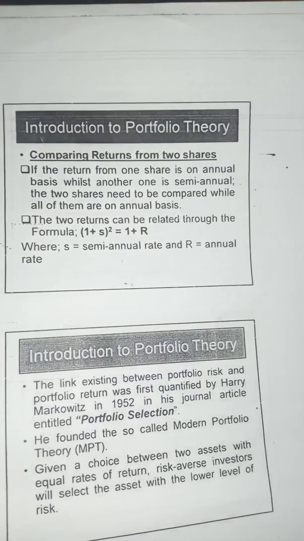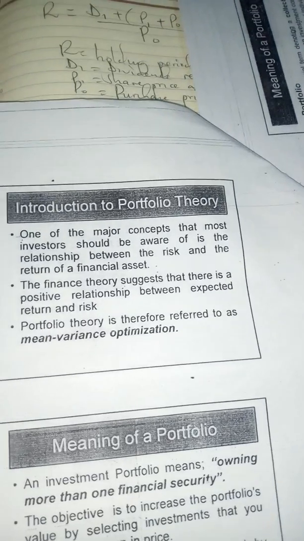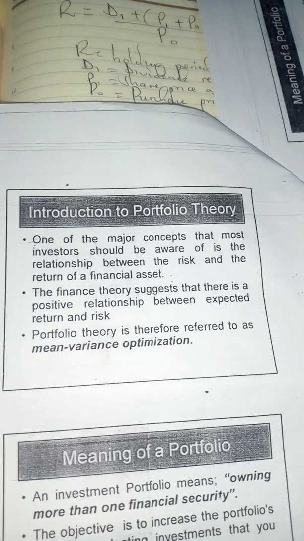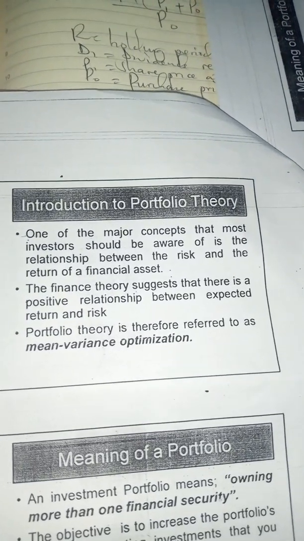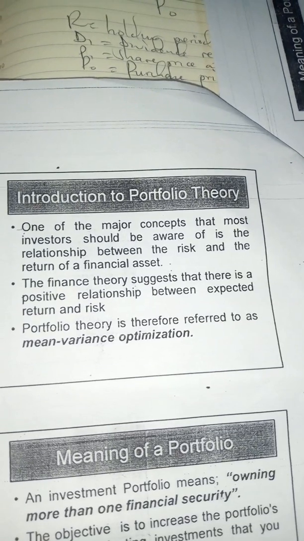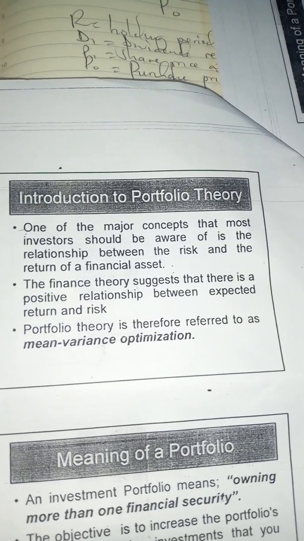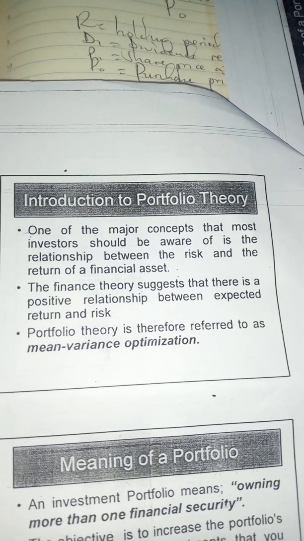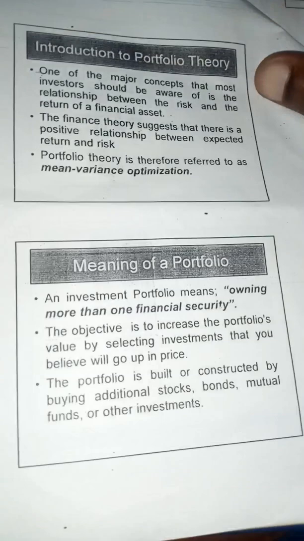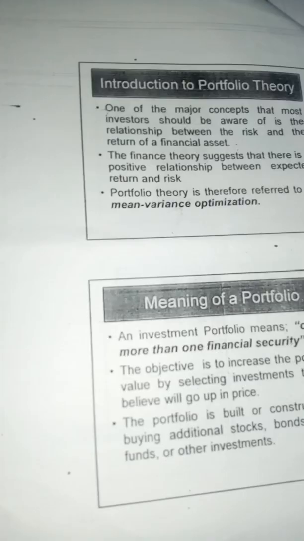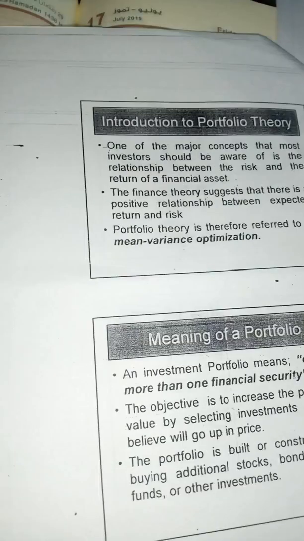Another is on the major concept. One of the major concepts that most investors should be aware of is the relationship between the risk and the return of the asset. Financial theory suggests that there is a positive relationship between expected return and risk. Portfolio theory is here referred to as mean variance optimization. That is all about the introduction to portfolio theory.